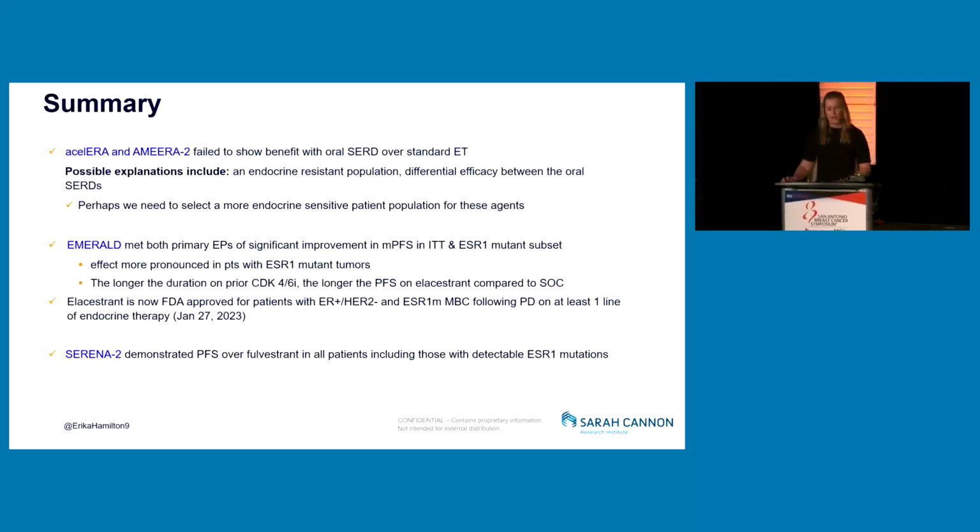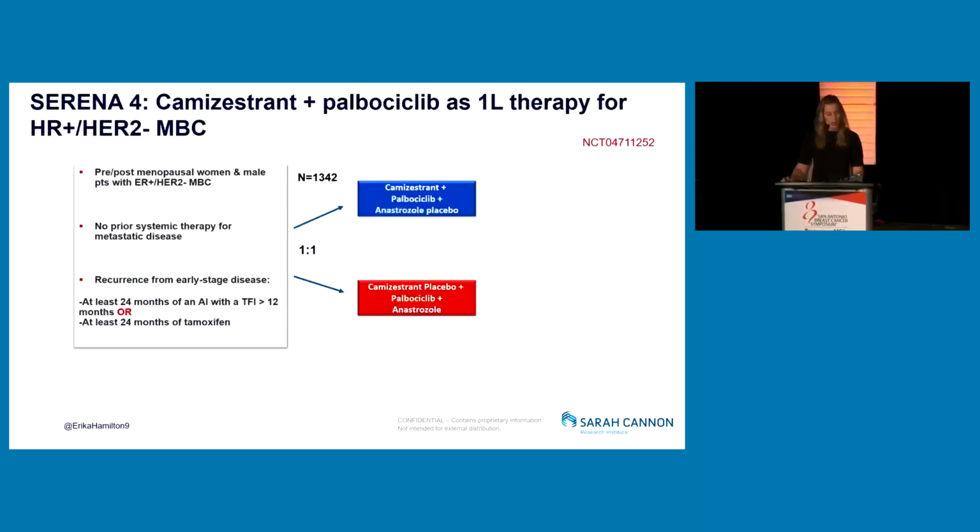So again, we're left with two negative oral SERD trials, Accelera and Amira. Possible explanations, certainly they were designed differently. They were smaller trials. They did have a more endocrine-resistant population, and there may be differential efficacy between the oral SERDs. Emerald did meet its primary endpoint and ultimately was FDA approved for those patients that have ESR1 mutations. And SERENA-2 has also shown a benefit over fulvestrant, including those patients that have ESR1 mutations as well, although not currently FDA approved. This is undergoing further trials.